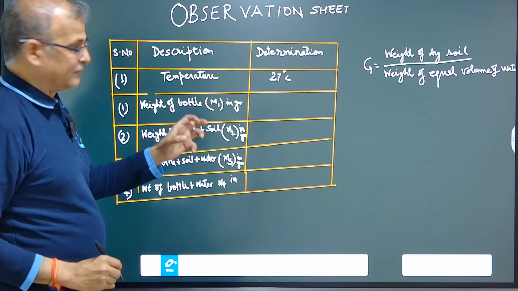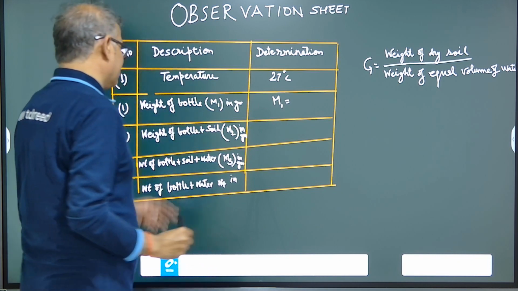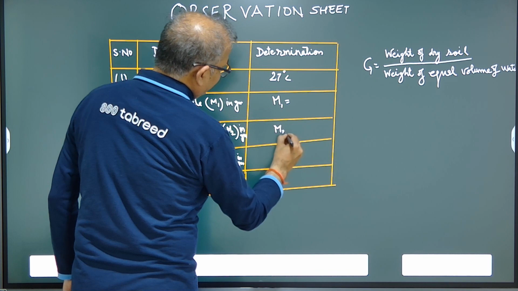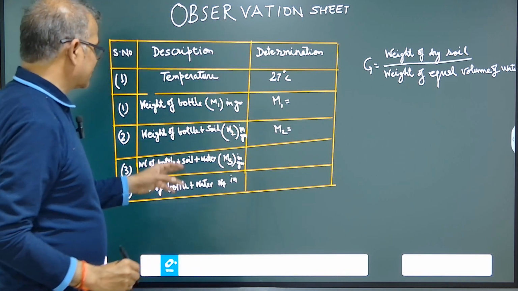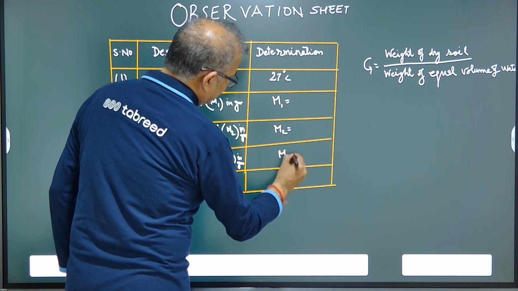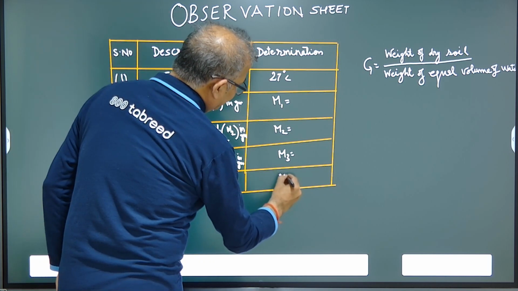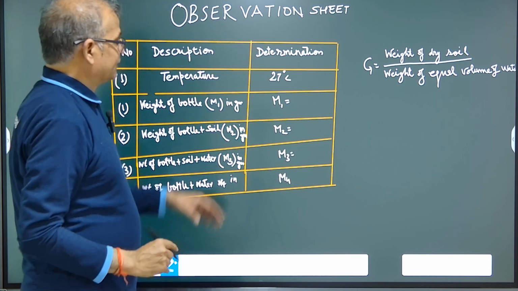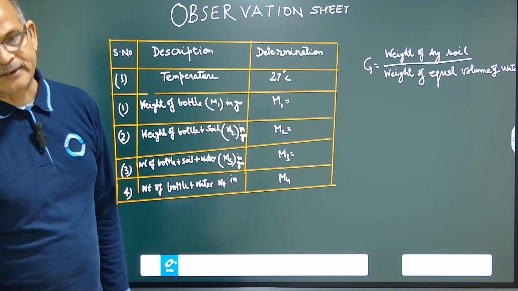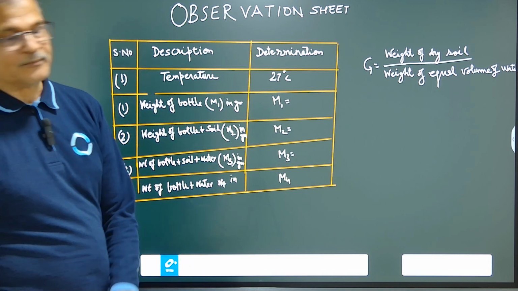The empty weight of the bottle is recorded as M1. Then the weight of bottle plus soil is recorded as M2. Then the weight of bottle plus soil plus water is recorded as M3. And the weight of bottle plus water is recorded as M4. This test is conducted at least 3 times to get the average specific gravity. If there is any human error, it can be eliminated.